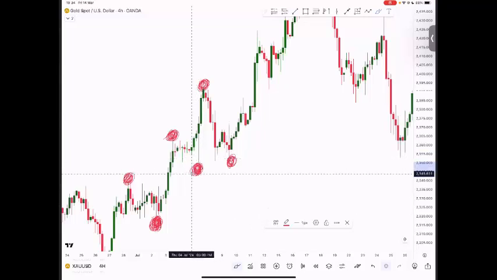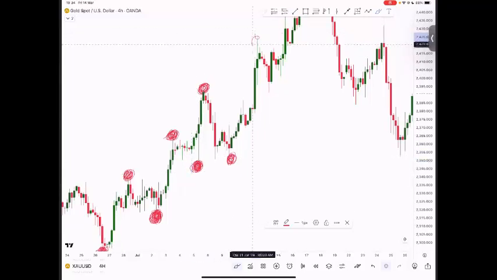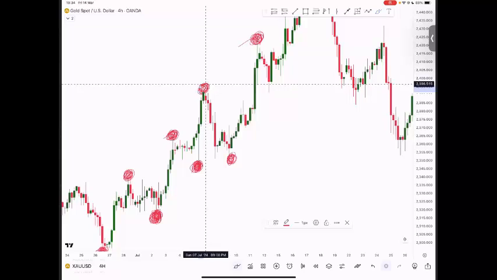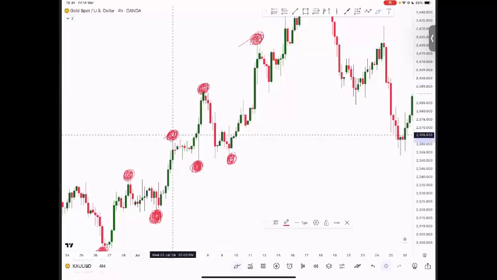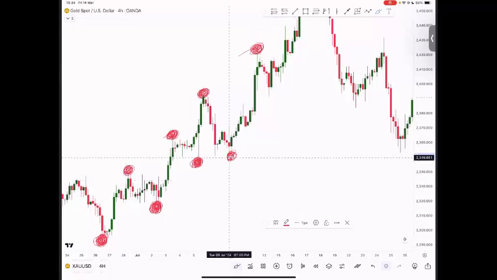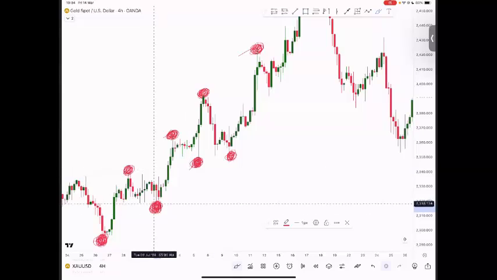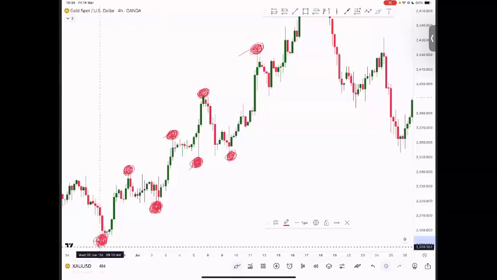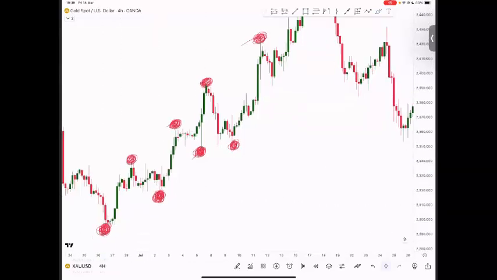And this is high four. Can you see that high four is higher than high three, which makes high four a higher high? Because high three is higher than high two, and high two is higher than high one. And low four is higher than low three, and low three is higher than low two. Low two is higher than low one. This is price in an uptrend.